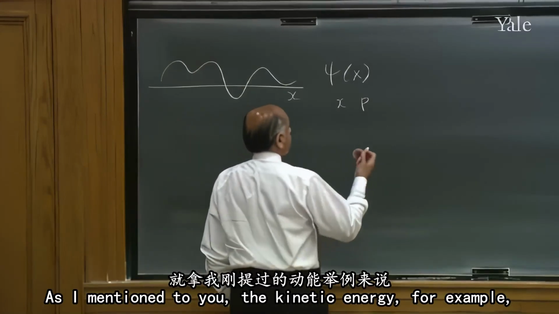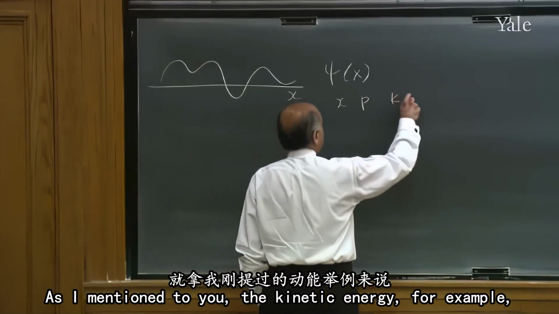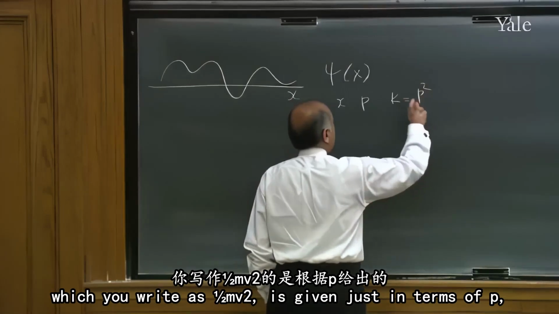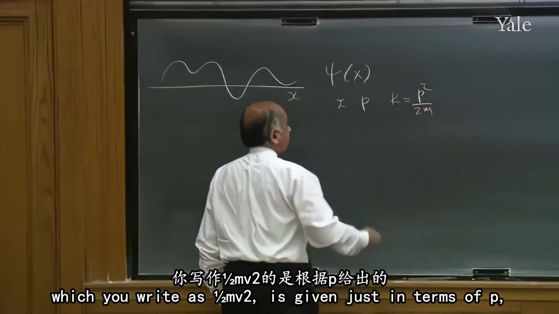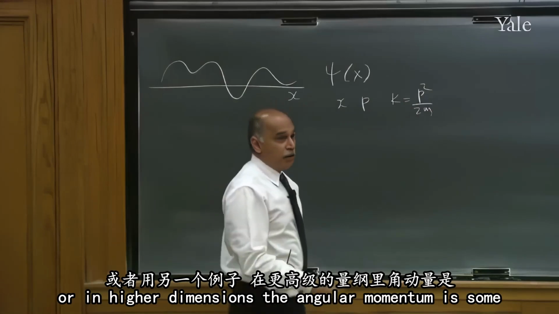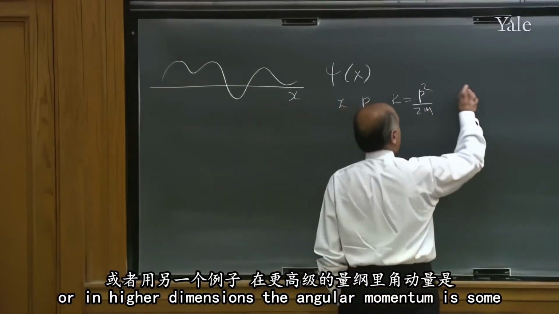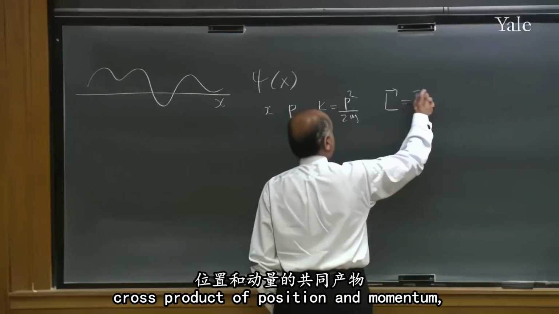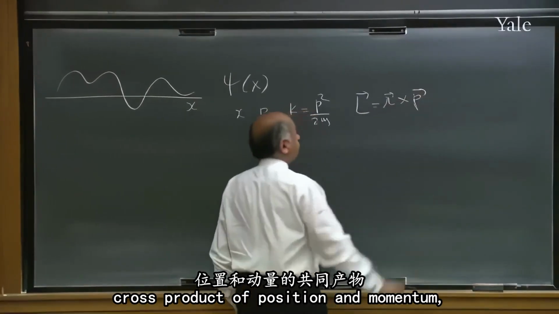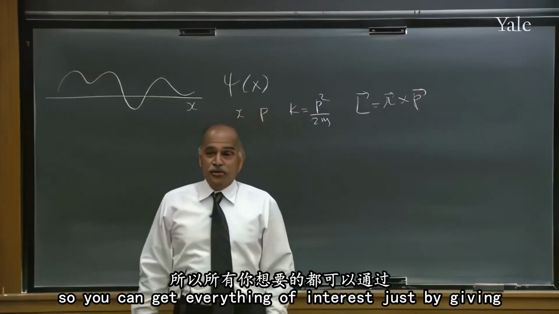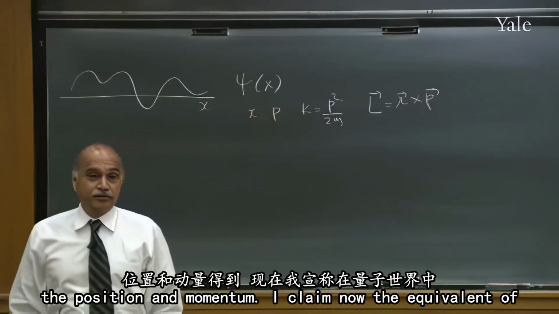As I mentioned to you, the kinetic energy, for example, which you write as 1/2 mv squared, is given just in terms of p. Or in higher dimensions, the angular momentum is some cross product of position and momentum. So you can get everything of interest just by giving the position and momentum.